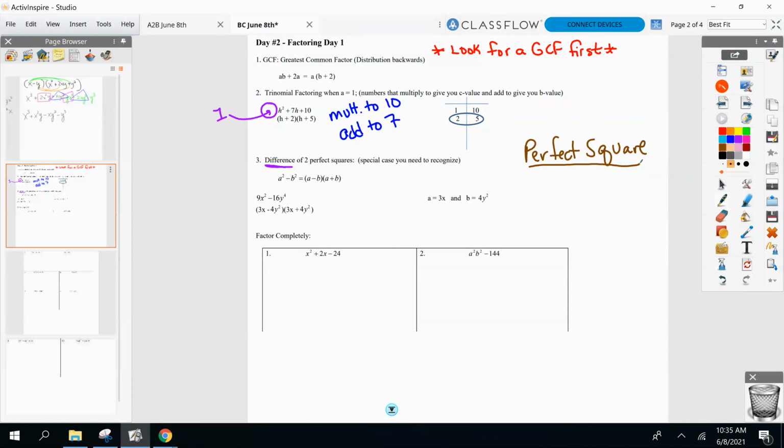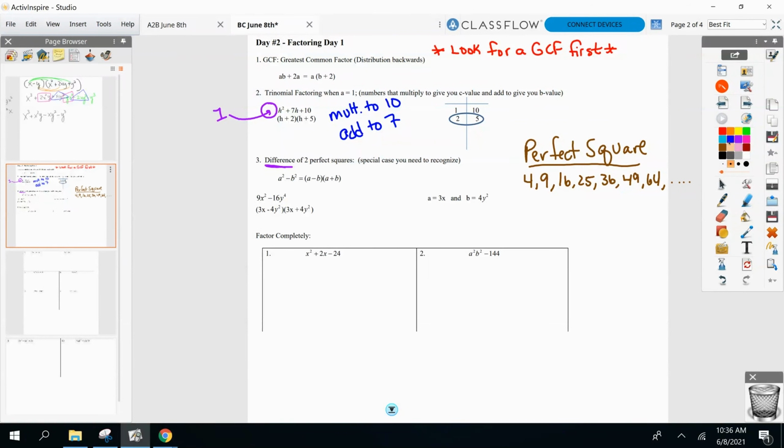So let's shoot out numbers that are perfect squares: 4, 9, 16, 25, 36, 49, 64. We could keep going. Those are all perfect squares. So if I see one of those numbers, maybe I have to use this method.